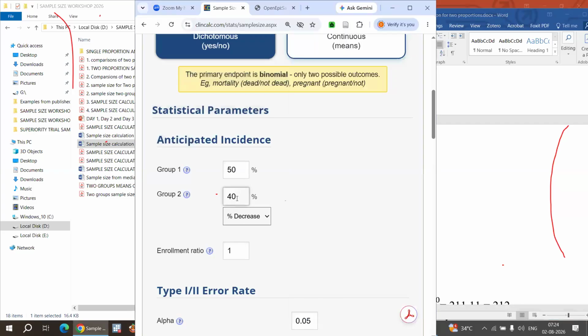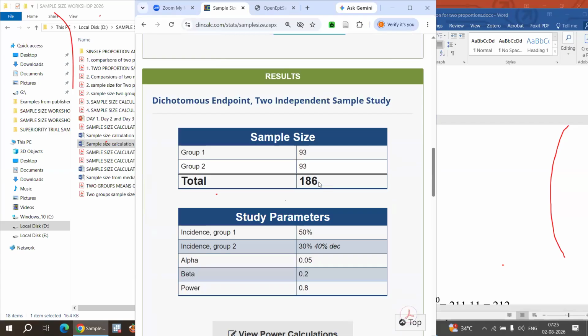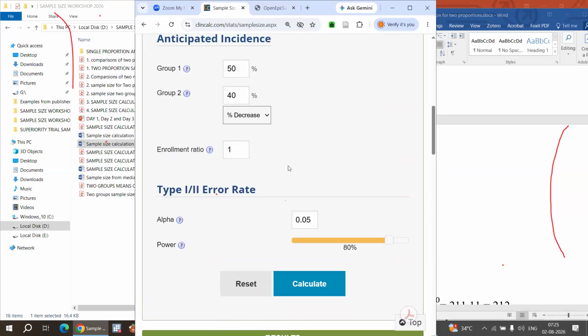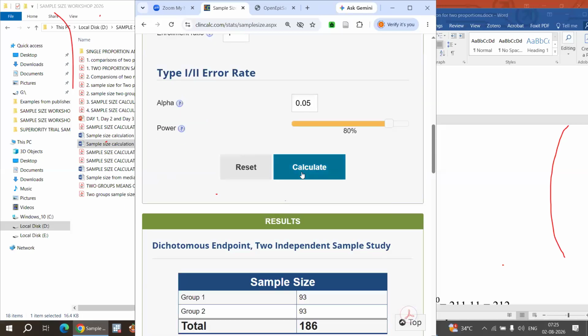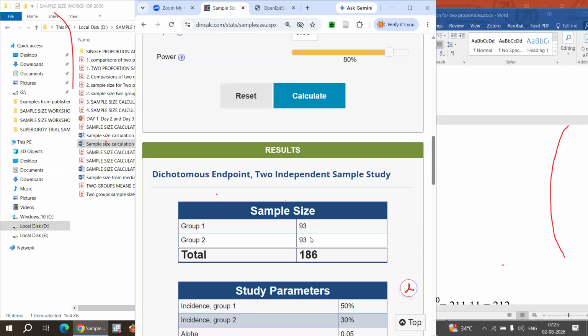I will give another answer. There is no problem. So the sample size calculation results are almost similar. What we have calculated when we use only incidence of 30%, okay, then it will also be 93. It is also 93. Okay. So there is something we have to understand about this.